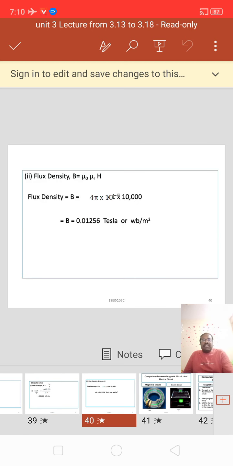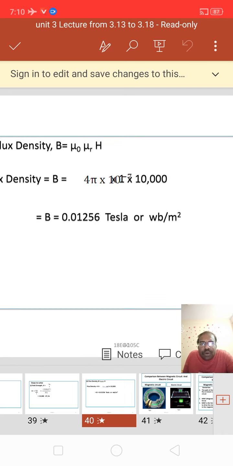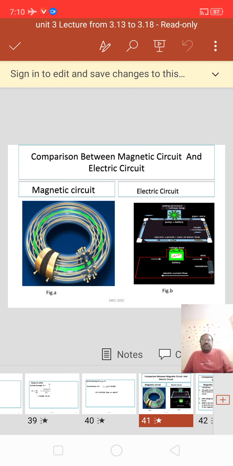Simple problem it is. Now flux density B equal to mu naught mu r H. Flux density B equal to 4 pi into 1 into 10 power minus 7 into 10,000, that equals B equal to 0.01256 Tesla or Weber per meter square. Flux density unit is Tesla or Weber per meter square.